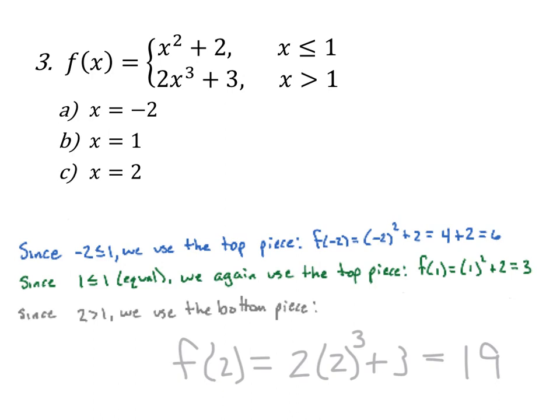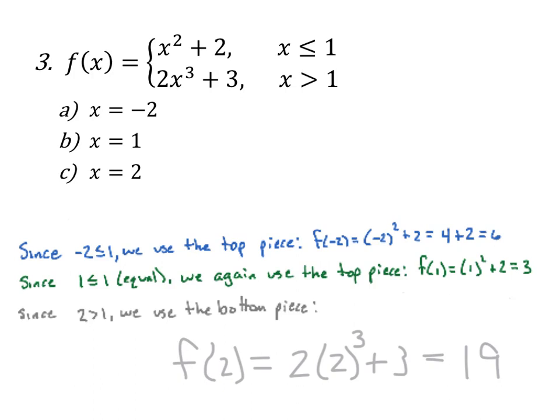Alright, so a piecewise defined function: f of x equals x squared plus 2 for the x values that are less than or equal to 1, whereas it's the piece 2x cubed plus 3 for the x values greater than 1. And this is a domain restriction right here, and a cut value of 1 where it cuts from the first piece to the second piece.